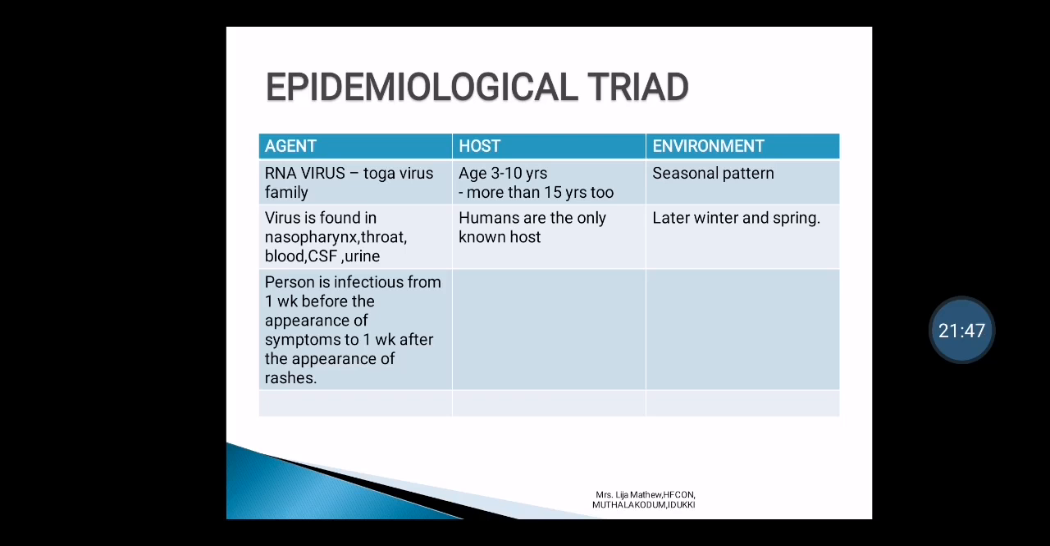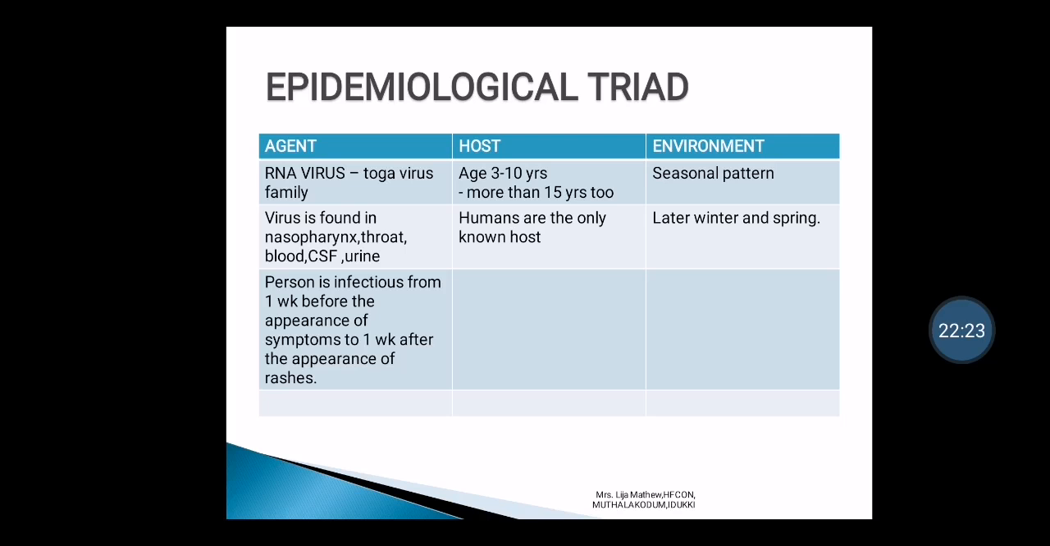The person is infectious from 1 week before the appearance of the rash and 1 week after. Isn't this the same thing we saw in measles also? That's what I told, mumps, measles and rubella are something we can compare. So the person will be more infectious, right, for spreading infection to others, especially 1 week before the appearance of symptoms and even 1 week after the appearance of the rashes. Then when we look into the host factors, humans are the only host. Even in measles also we have seen there was no animal reservoir.